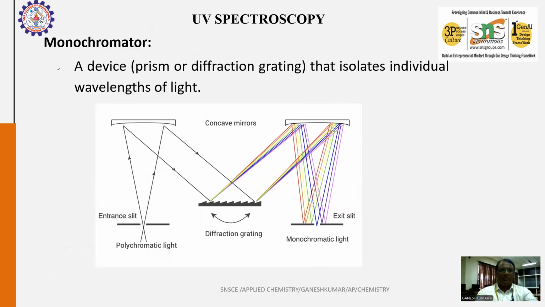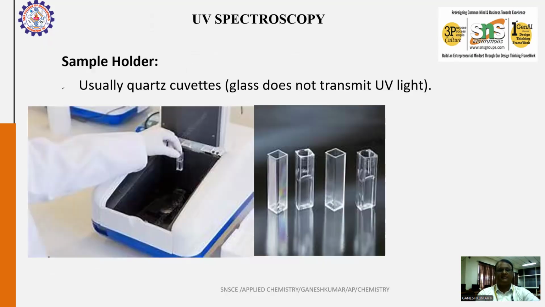Then the monochromator. What is a monochromator? A monochromator is a device, a prism or diffraction grating, that isolates individual wavelengths of light. When we pass light through it, the individual wavelength can be isolated, and it passes through several stages. When polychromatic light enters through the entrance slit, it falls over the concave mirrors, and again over the diffraction grating. The diffraction grating splits it into several radiations, and the monochromatic light is taken through the exit slit.